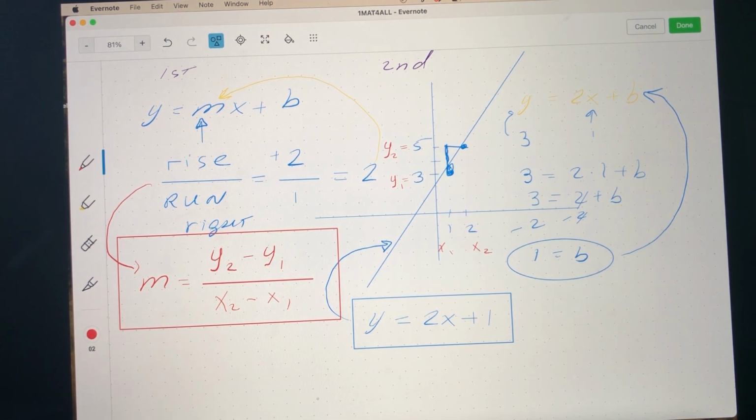In the next video, we will begin looking at the 2 special cases, the horizontal line and the vertical line.